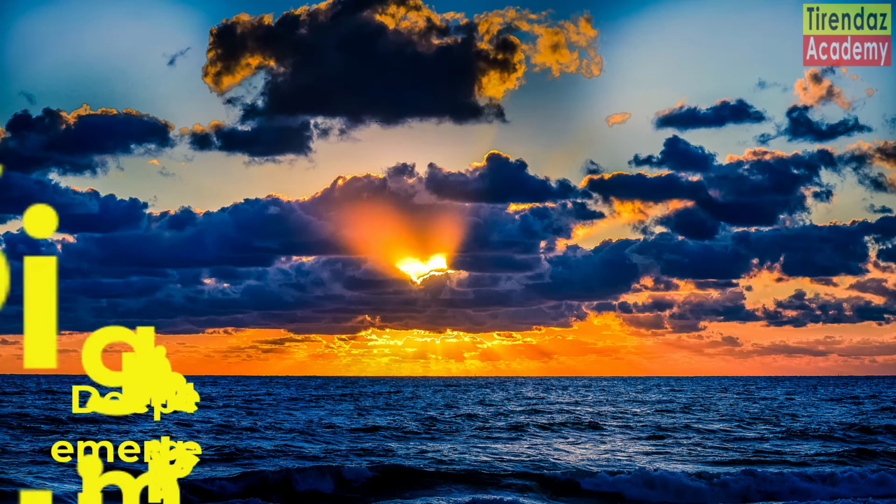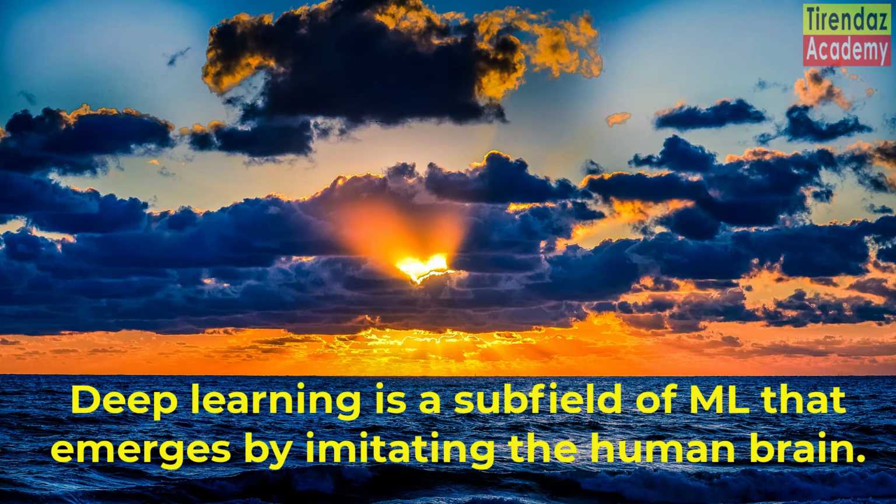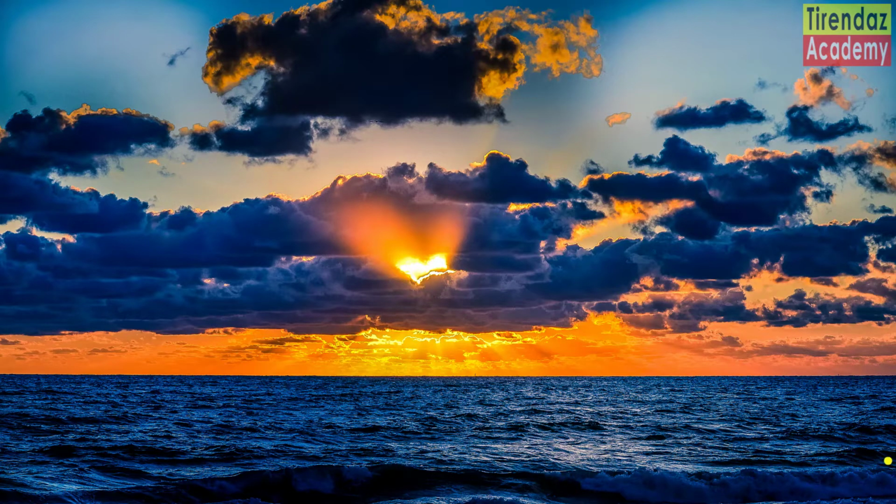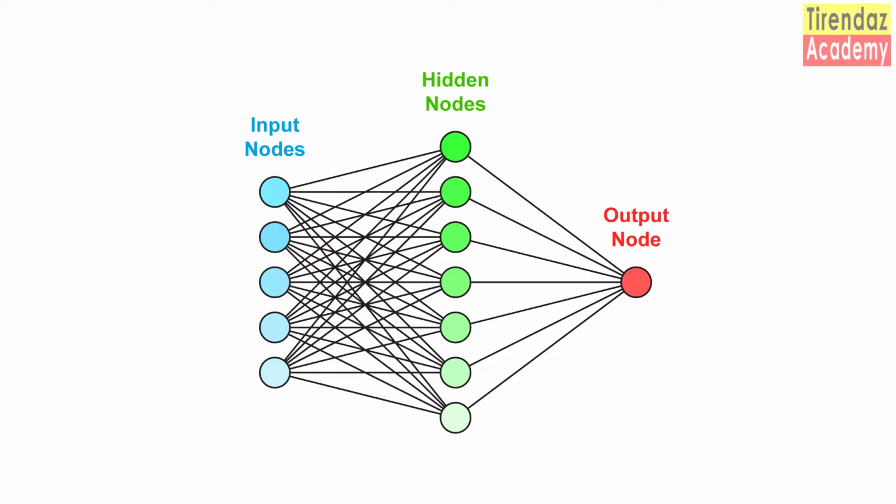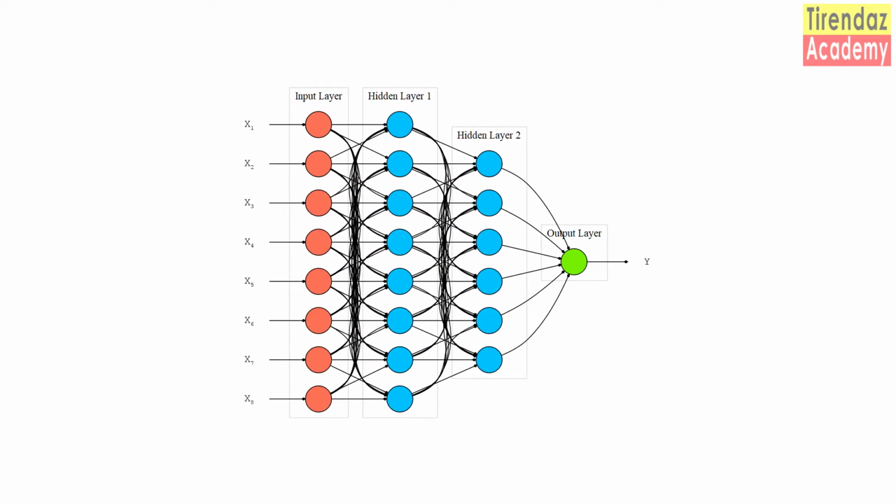Deep learning is a subfield of machine learning that emerges by imitating the human brain. Deep learning is based on artificial neural networks, which are a machine learning algorithm. Artificial neural networks have one hidden layer, while deep neural networks have multiple hidden layers.